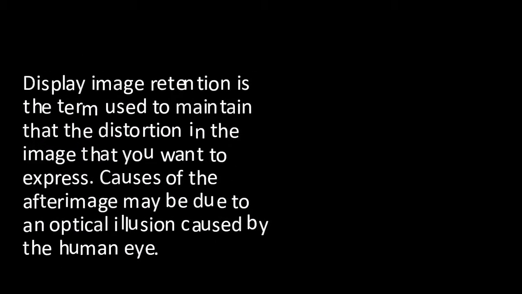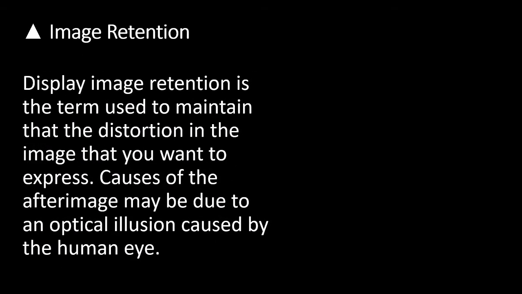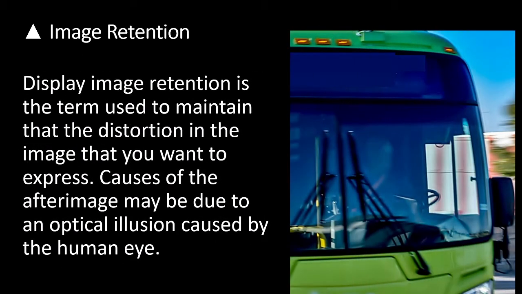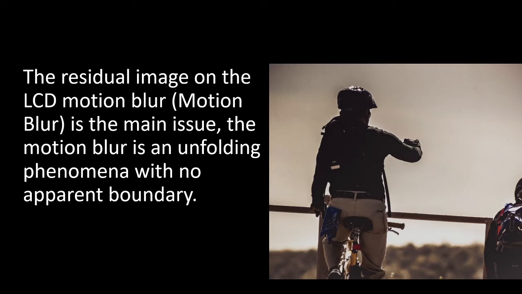Display image retention is the term used to maintain the distortion in the image that you want to express. The cause of the afterimage may be an optical illusion caused by the human eye. The residual image on the LCD, motion blur, is the main issue. Motion blur is a spreading phenomenon with no apparent boundary.